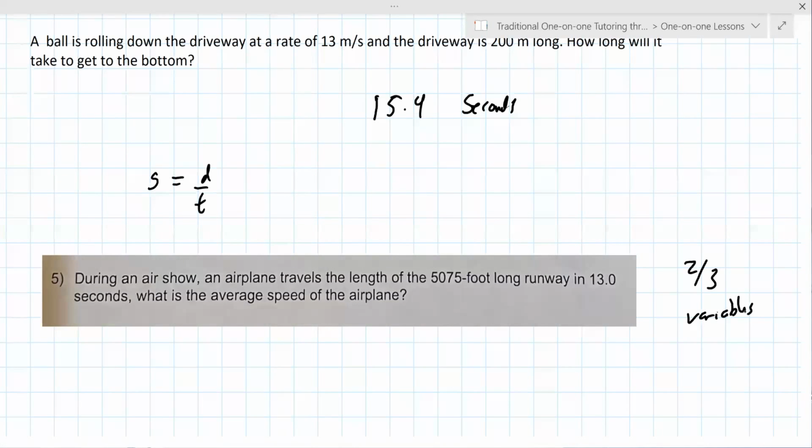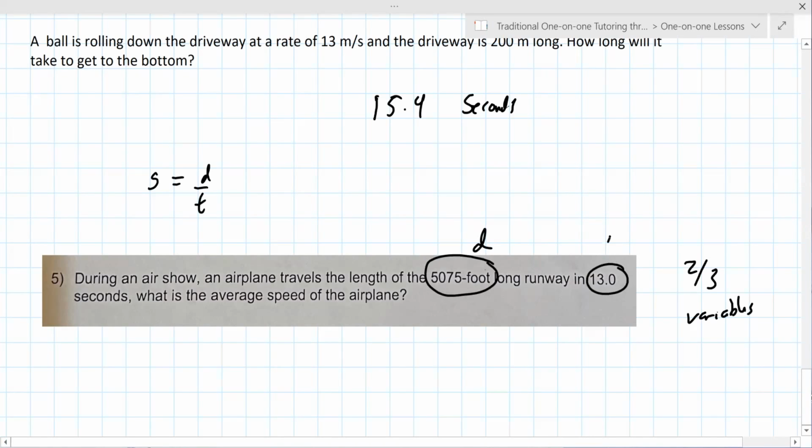Okay. So now during an air show, an airplane travels the length of the 5,075 foot long runway in 13 seconds. What is the average speed of the airplane? Okay. This is the distance because it's in feet. This is the time. So they're giving you D and T.